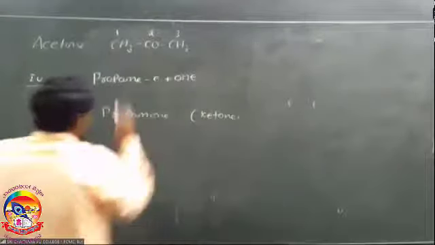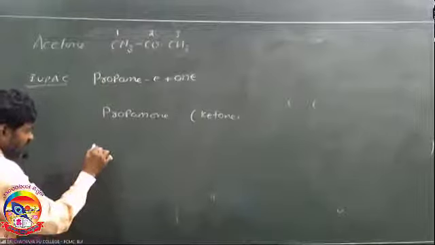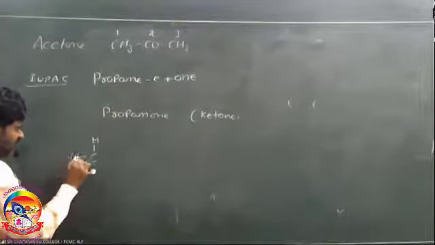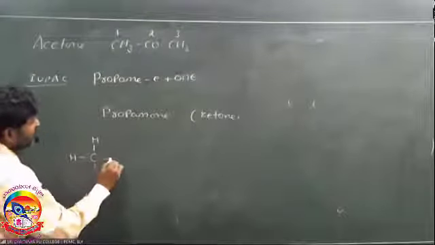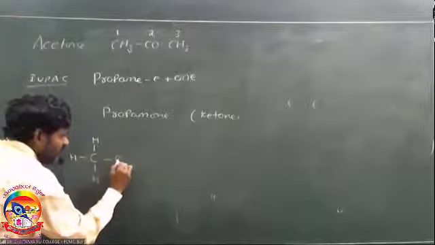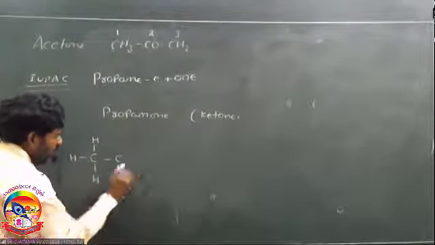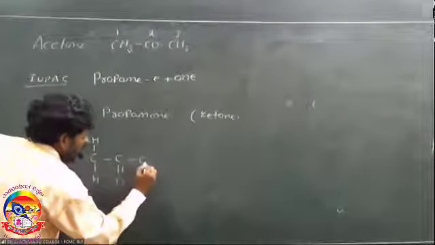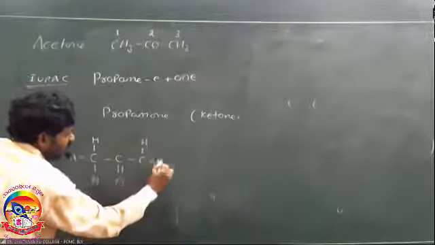Okay, write the structure. Carbon, this carbon is attached with 3 hydrogens: the first hydrogen, the second hydrogen, the third hydrogen. Next, it is carbon attached with oxygen, C double bond O. Next, this keto group, C double bond O, is attached with another carbon. This carbon is also attached with 3 hydrogens.